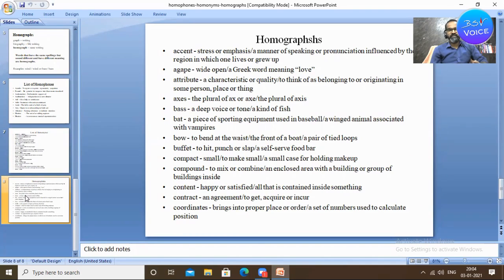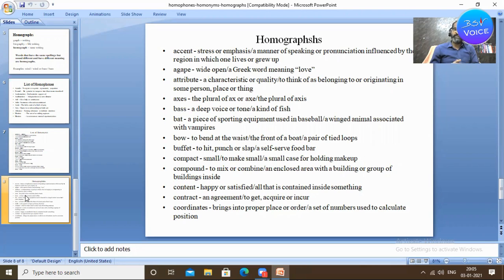Attribute: a characteristic or quality. What is its attribution? The characteristic or quality is one thing, to think of as belonging to or originating in some person, place, or thing. So attributing is thinking of something as belonging to some person, place, or thing. He is attributed to that particular department. It is attributed to a particular organization. Attribution is to belong to that.